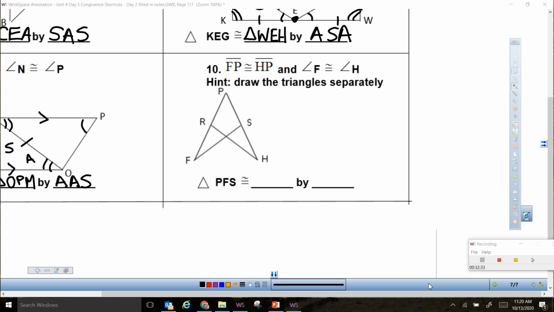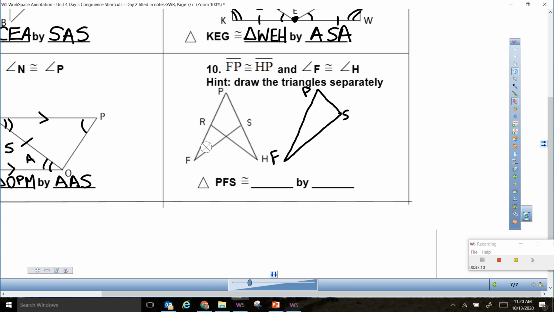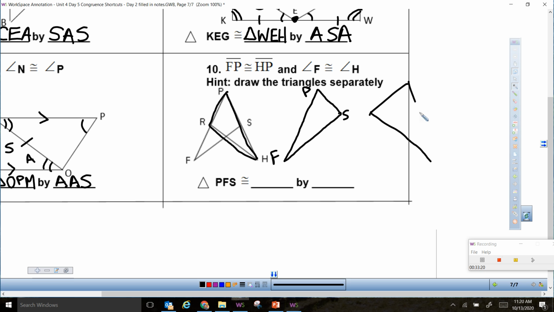And the last one we got in practice number 10, it says side FP is congruent to side HP, and angle F is congruent to angle H. For the hint, it says draw the triangle separately. So when I draw the triangle separately, we are going to separate this triangle. So let me draw it over here. So that is angle FPS, and separate it from the other triangle. And this is triangle PRH.